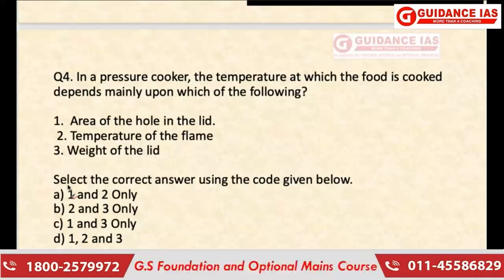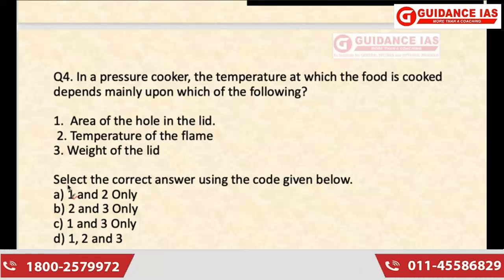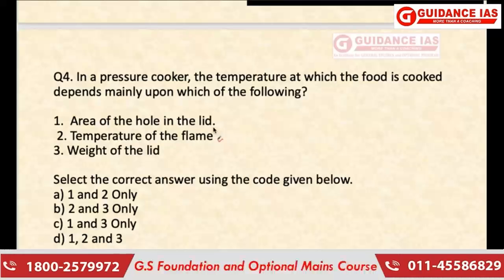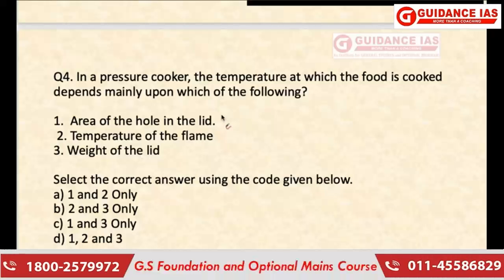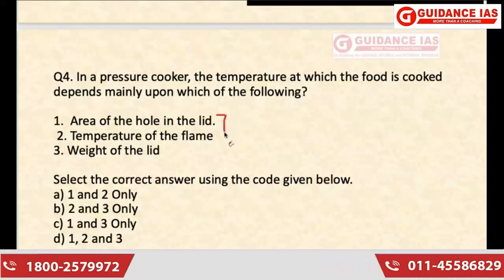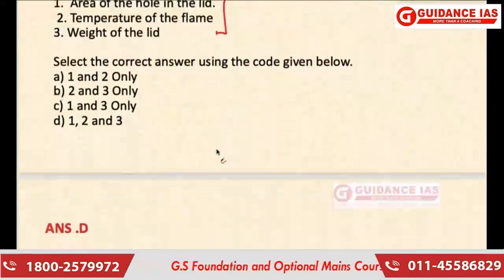In pressure cooker, the temperature at which the food is cooked depends mainly upon which of the following? Whether it is dependent upon the area of the hole in the lid, or the temperature of the flame, or the weight of the lid? So the temperature at which the food is cooked depends majorly on all the 3 mentioned here. How? I'll tell you.